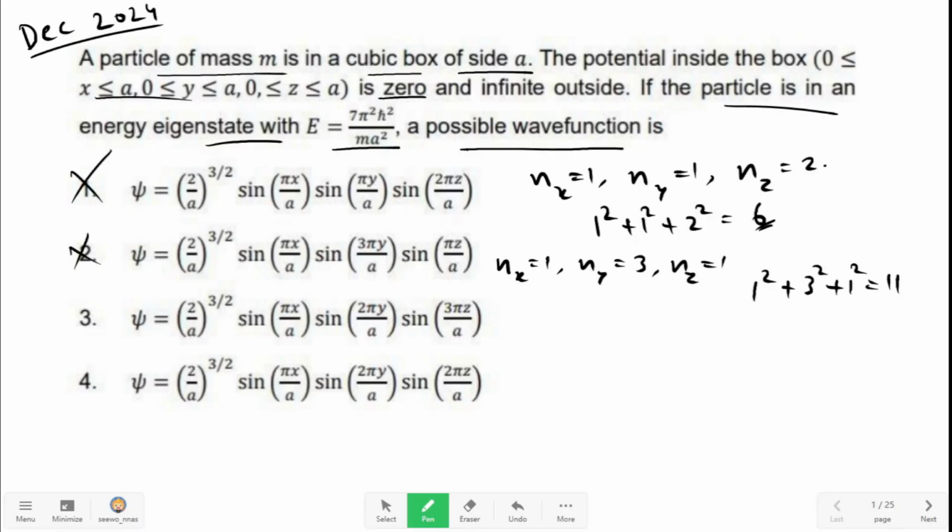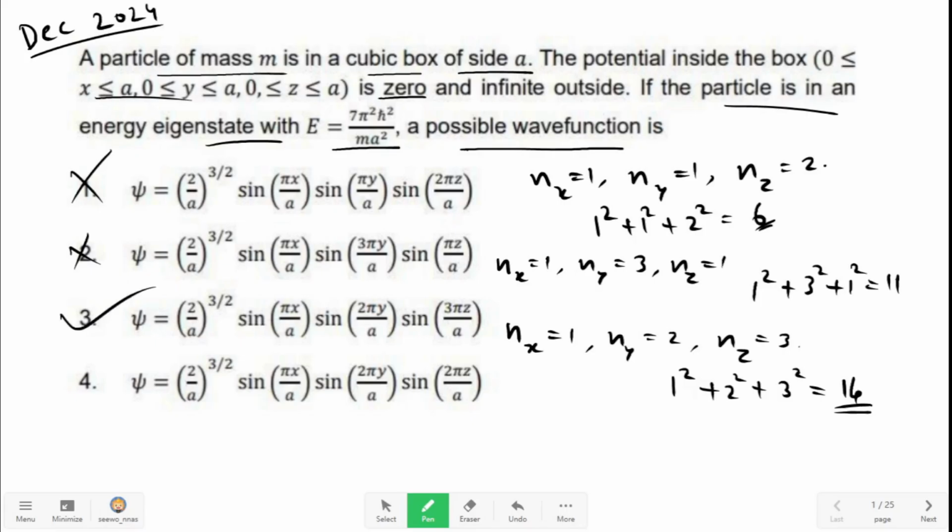Let us check option 3. In option 3 we have nx equal to 1, ny equal to 2, nz equal to 3. Square and add, 1 square plus 2 square plus 3 square is equal to 14. So we are getting 14 when we are squaring and adding nx, ny and nz in option 3. Therefore option 3 is the correct answer here.